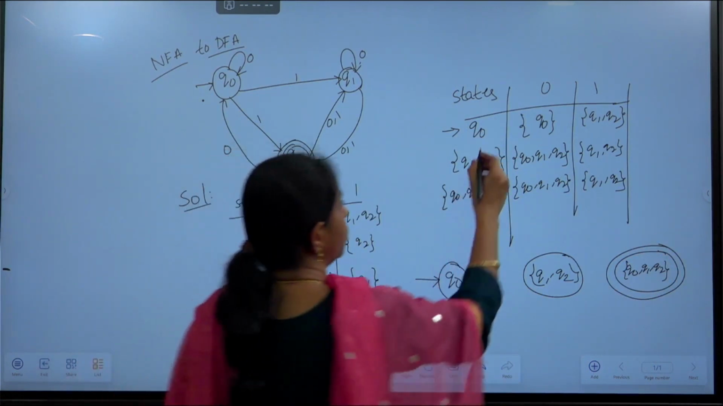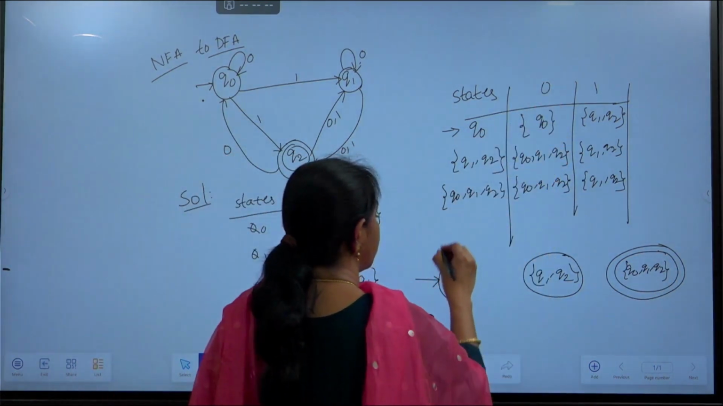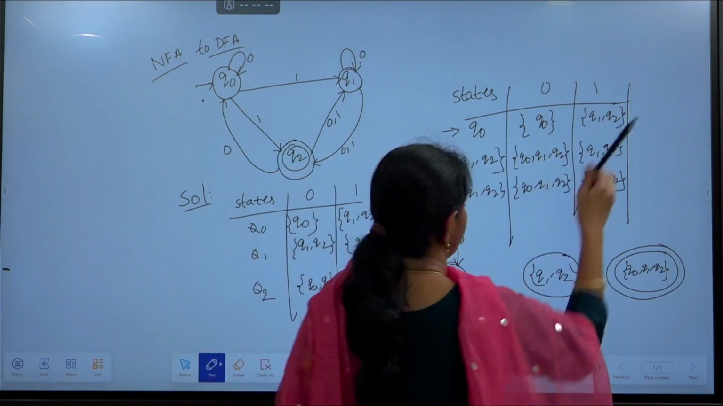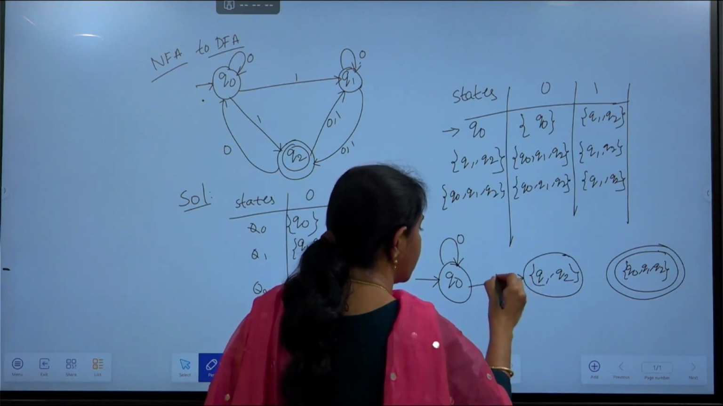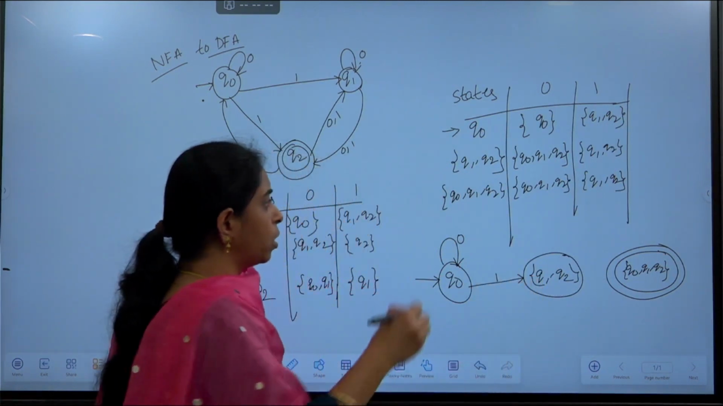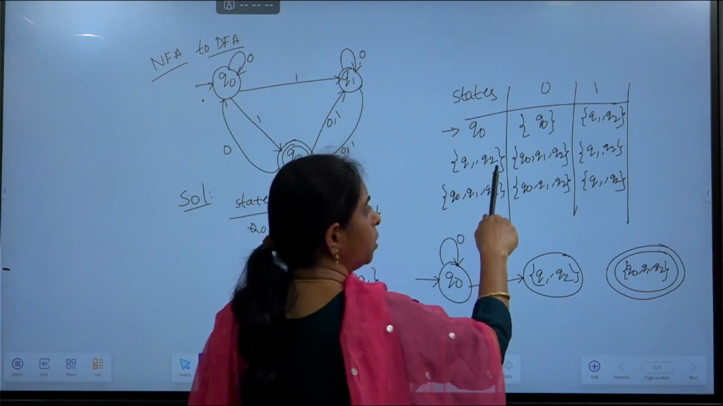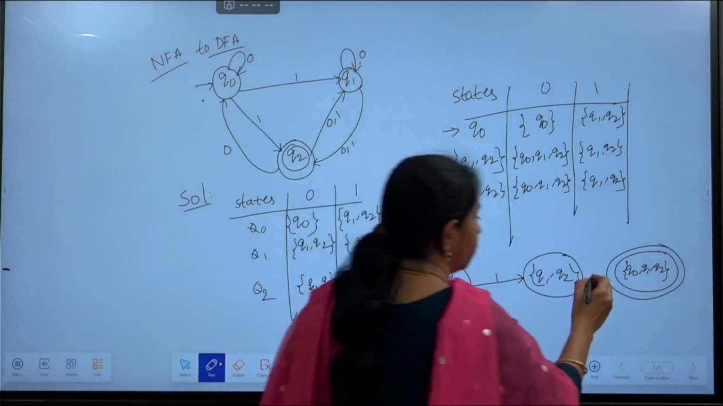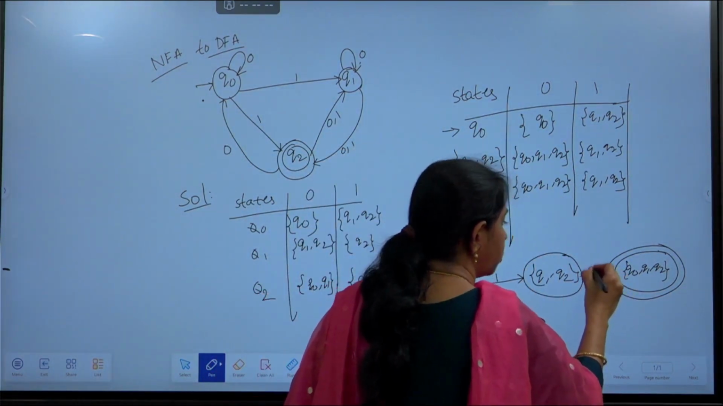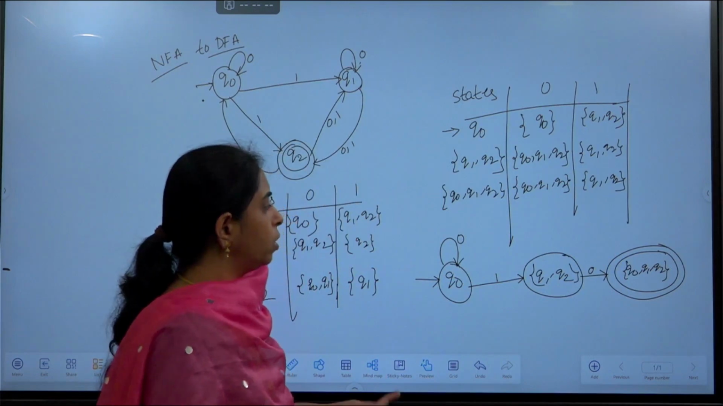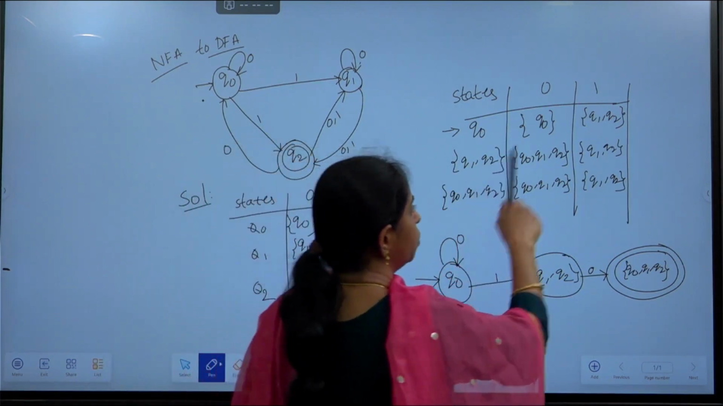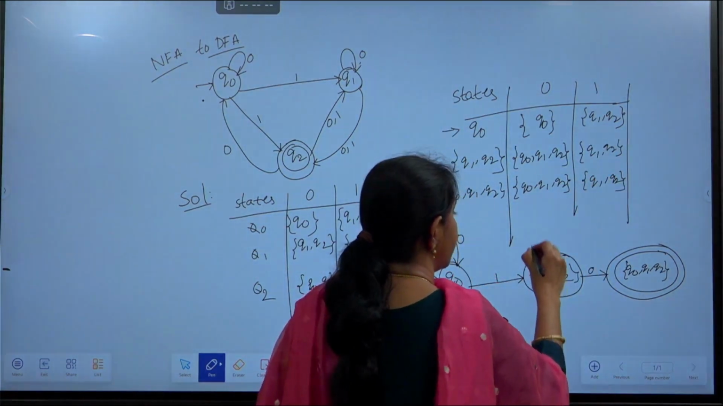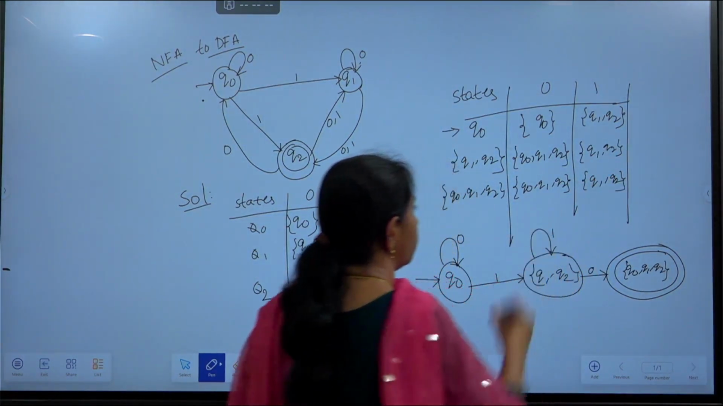Now Q0 on input alphabet 0, we are reaching Q0, right? So write it as 0. Q0 on input alphabet 1, we are reaching Q1 comma Q2. So give the transition on input alphabet 1 to Q1 comma Q2. Now from Q1 comma Q2 on input alphabet 0, we are reaching Q0 Q1 Q2. So write the transition on input alphabet 0 to Q0 Q1 Q2. Same Q1 comma Q2 on input alphabet 1, we are reaching the same state itself. So write it as 1.